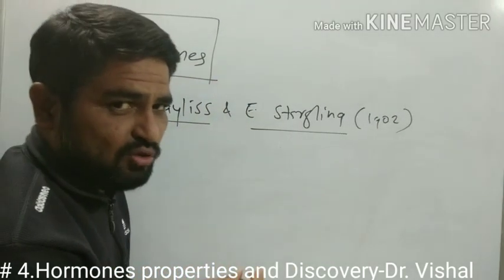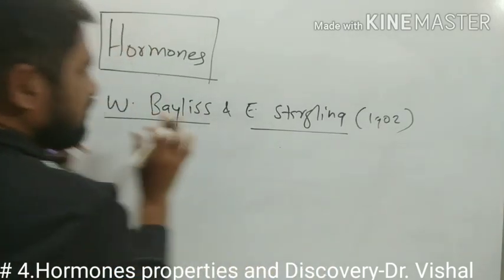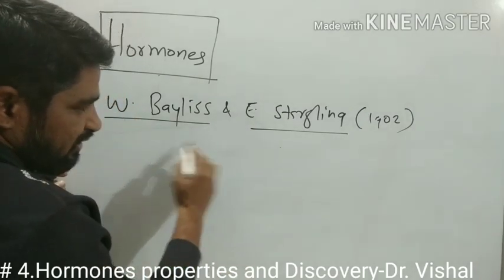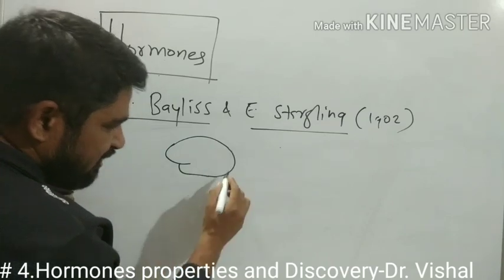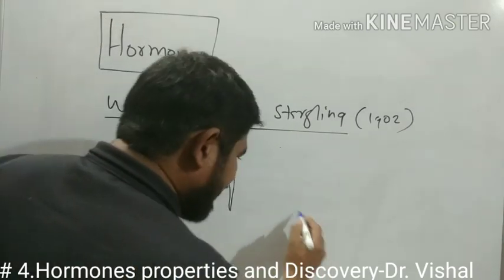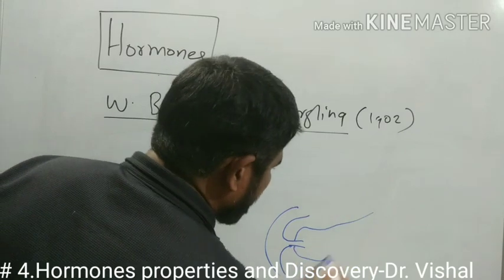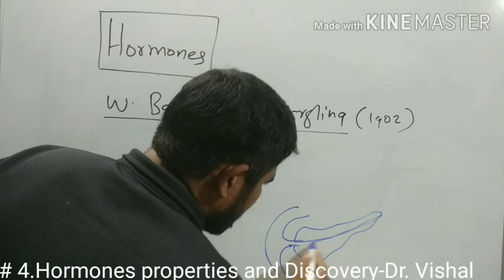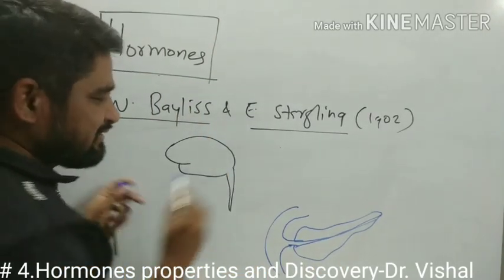How they discovered the hormones and their action, and which hormone was discovered first. So what is the discovery? Basically, they wanted to know the connection between the nervous system and the pancreas. They were thinking that the functions of the pancreas are under the control of the nervous system.